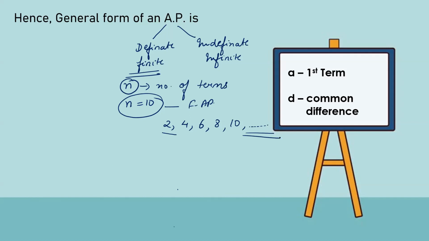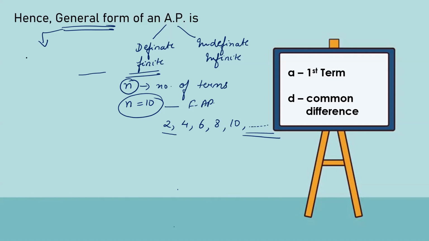That means it is an infinite AP. What is this? This AP is of even numbers. Common difference is D equal to 2, and your first term is also 2. Right? So these were something related to AP, and now we come down to the general form of an AP. General form of an AP, I have told you earlier as well.